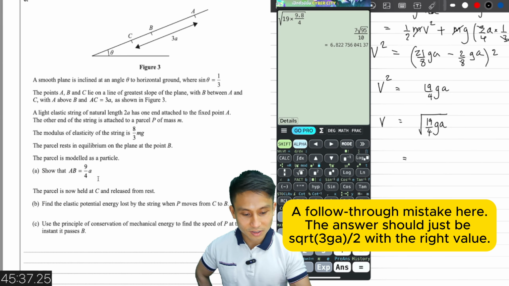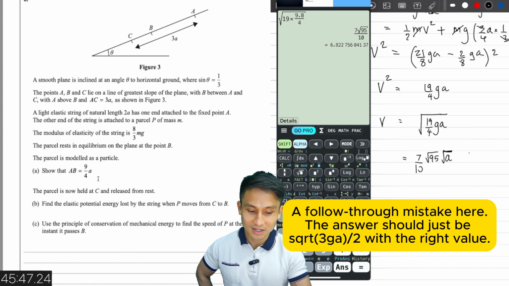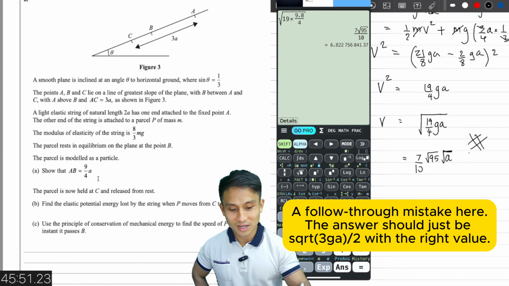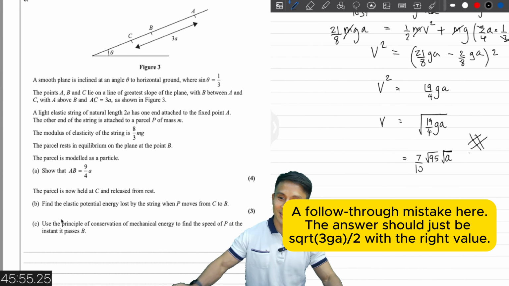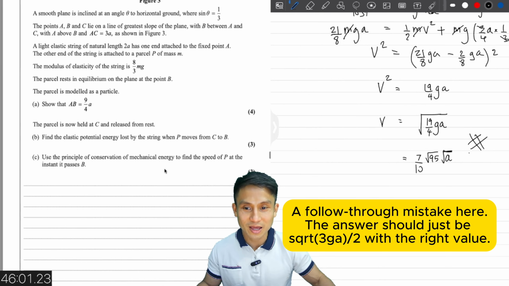Well, let me put 7 over 10 root 95 times a, root a here as well. Although that doesn't get a lot simplified, I'm just going to do an asterisk here to tell them that I got 2 answers, depending on which one they want to look at. All right, because it doesn't say in terms of g or a. Surely it has to be some a there, but we can keep g or substitute g as 9.8.